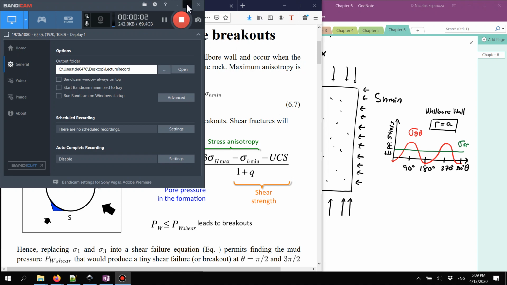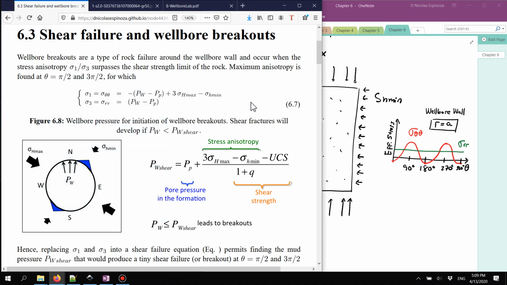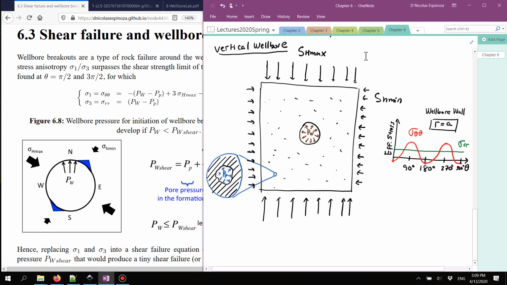In this video, I'm going to talk about wellbore breakouts. The first thing that we're going to do is revisit what the stresses around a wellbore are when we have an asymmetric state of stress. That means that one of the stresses, for example in this case SH max, is larger than the other principal stress in the perpendicular direction in the plane perpendicular to the wellbore.